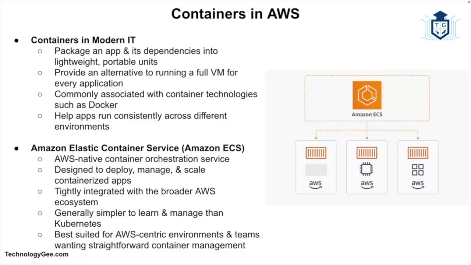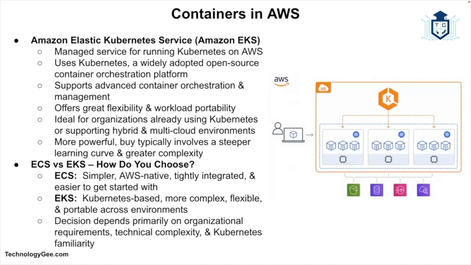So Amazon ECS, which stands for Elastic Container Service. This is AWS's native container orchestration platform, and it's relatively simple to use and tightly integrated with other AWS services. So if you're running containerized applications and you want something straightforward without a steep learning curve, then ECS is a great choice. And then you have Amazon EKS, and that stands for Elastic Kubernetes Service. And this is for running Kubernetes. And Kubernetes is an open source container orchestration platform that's widely used across the industry. So if your organization already uses Kubernetes or needs advanced container orchestration features, then EKS is the way to go.